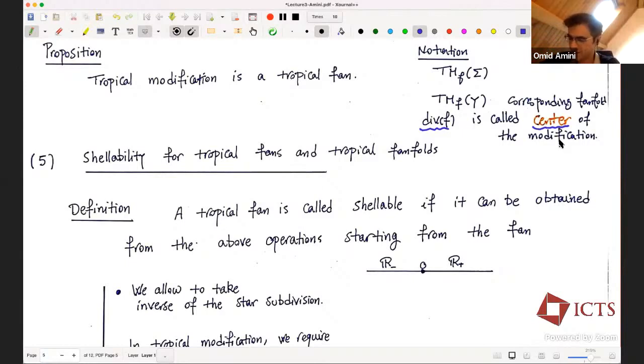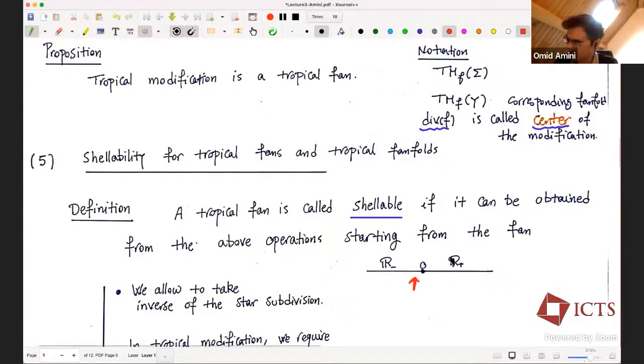Okay, this gives rise to a tropical notion of shellability. If you have seen the shellability notion in polyhedral geometry, this is the analogue. What is this definition? You say that a tropical fan is shellable if you can produce it by using the operations that I introduced previously, starting with just this basic example of a fan.